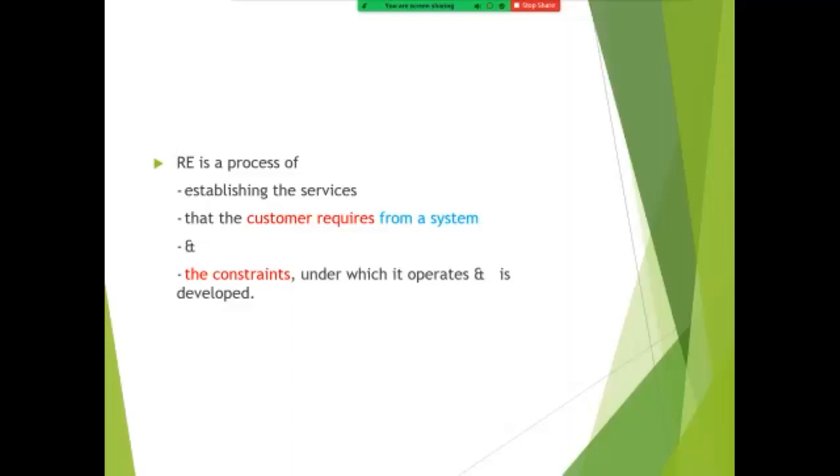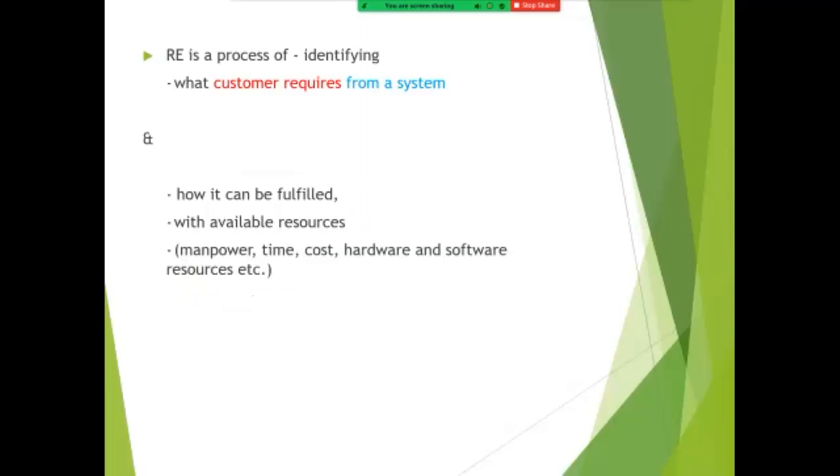Hello friends, this is requirement engineering. It is a process of establishing the services that the customer requires from a system and the constraints under which it operates and is developed. Friends, requirement engineering is a process of identifying what the customer requires from a system and how it can be fulfilled with available resources, that is manpower, time, cost, hardware and software resources, etc.